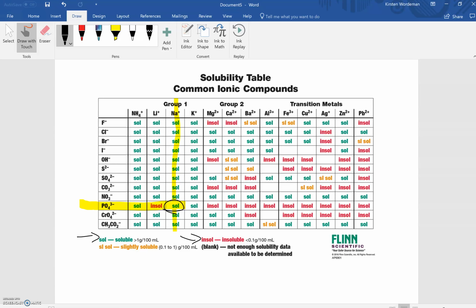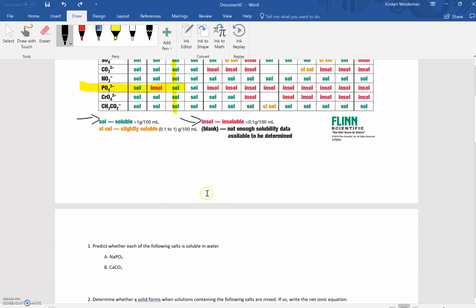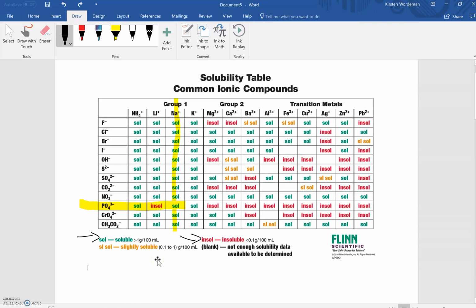Now let's take a look at the next part of this question, and that is calcium carbonate. So once again, let's first get rid of these old lines. We're going to start by highlighting your calcium column, and it's right there. And then your carbonate column. And where those two intersect, that is the property of that ionic compound. So here it intersects on the word insoluble, meaning it does not dissolve in water.